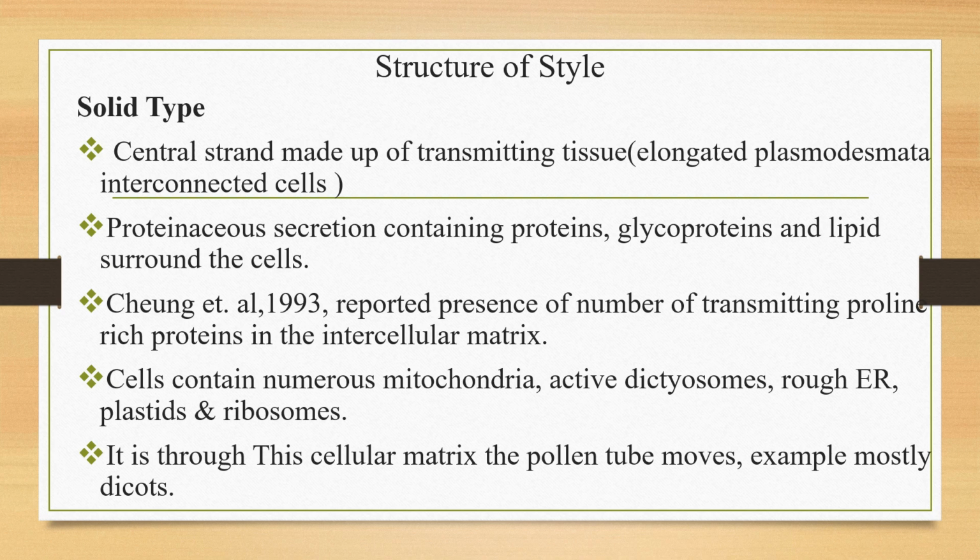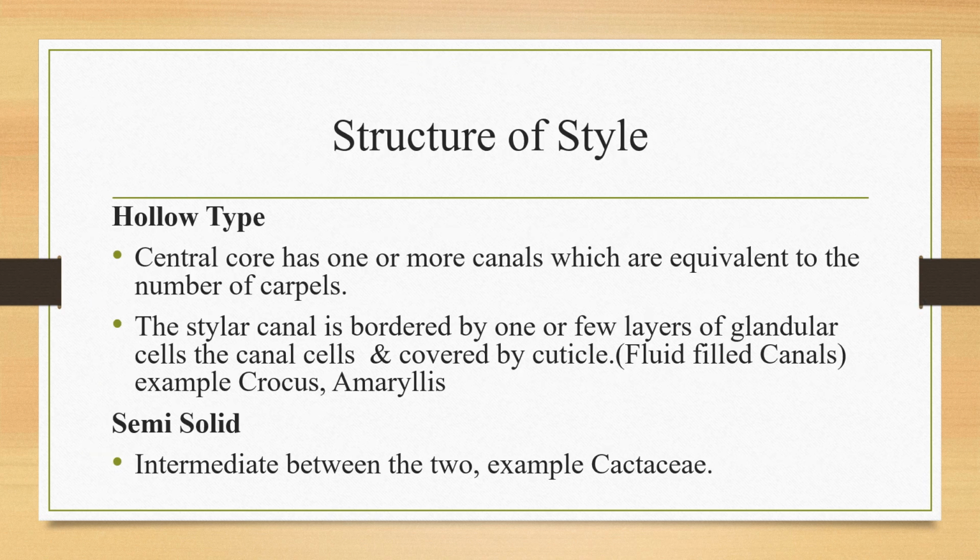Solid type: the central strand is made up of transmitting tissue, with elongated plasmodesmata-interconnected cells, and proteinaceous secretion containing proteins, glycoproteins, and lipids surrounds the cells. Cheng et al. 1993 reported the presence of a number of transmitting proline-rich proteins in the intercellular matrix. Cells contain many mitochondria, active dictyosomes, rough endoplasmic reticulum, plastids, and ribosomes. It is through this cellular matrix that the pollen tube moves. Example: mostly dicots. We're talking about the structure of the style.